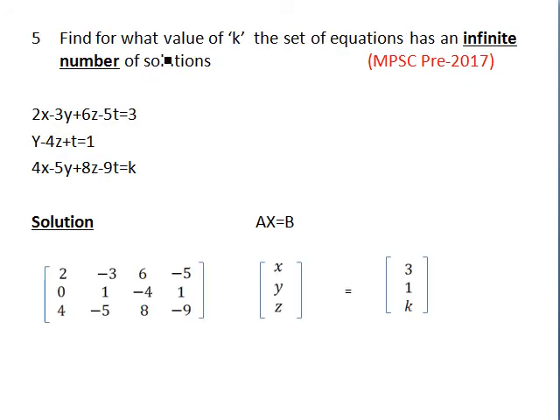Next question is, find for what value of k the set of equations has an infinite number of solutions. So the set of equations are 2x minus 3y plus 6z minus 5t is equal to 3, y minus 4z plus t is equal to 1, 4x minus 5y plus 8z minus 9t is equal to k. Here the number of unknowns is 4, that is x, y, z as well as t. So in the first step we will represent it in the form of Ax is equal to B.